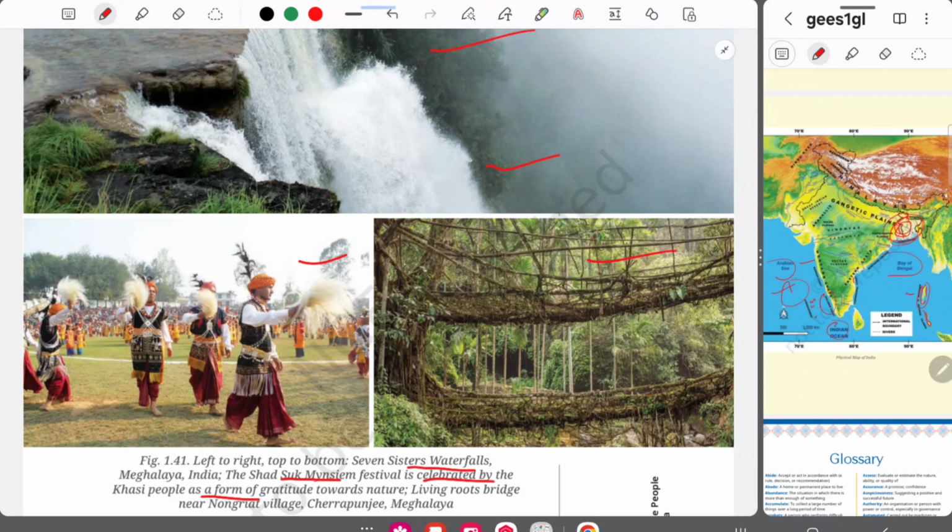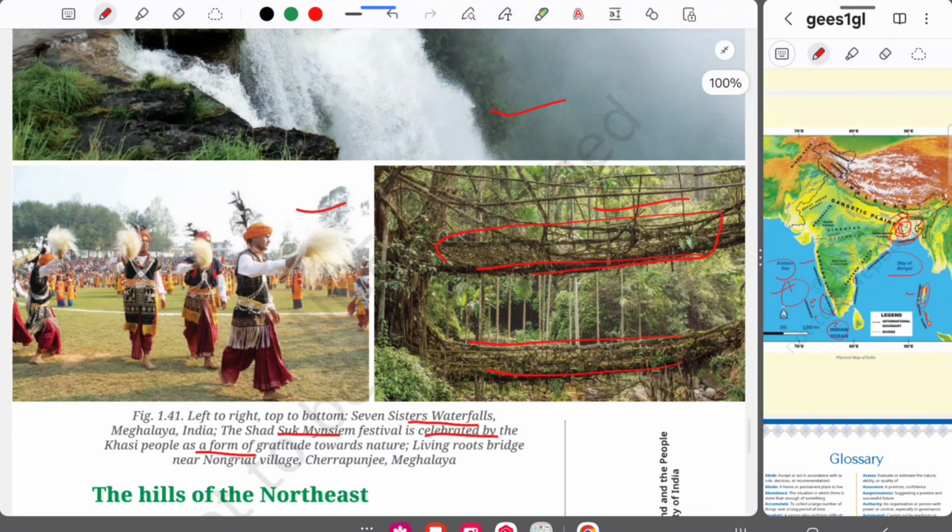And another one, this is a root bridge. This is a double decker one, two living root bridges. You will see another single root bridge also. These are living root bridges, meaning these roots are still living, and they have been woven very wisely by the local craftspeople there. You can stand here and click photos also. These are very strong. This is the living root bridge near Nongriat village, Cherrapunji, in Meghalaya state.